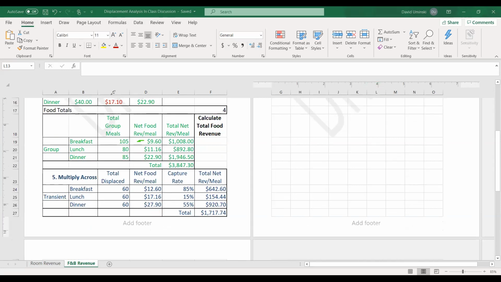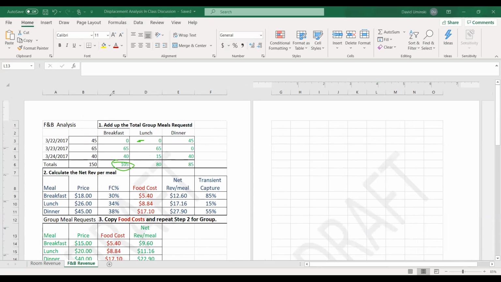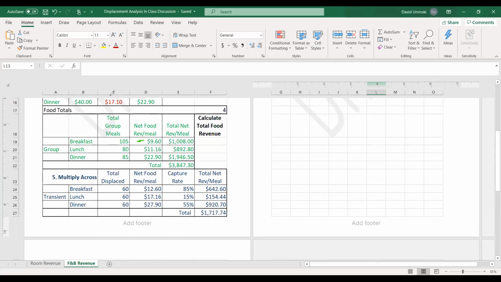and we go back up to the top and we had 105 for breakfast, then we simply multiply the 105 times the $9.60, and that gives us our revenue. Same thing for lunch and dinner. So we just simply multiply across. And that's just a contribution, right? Yeah, this net food revenue per meal is our contribution margin. Okay, $9.60. So we multiply across and we get our totals, and then we get our grand total here.